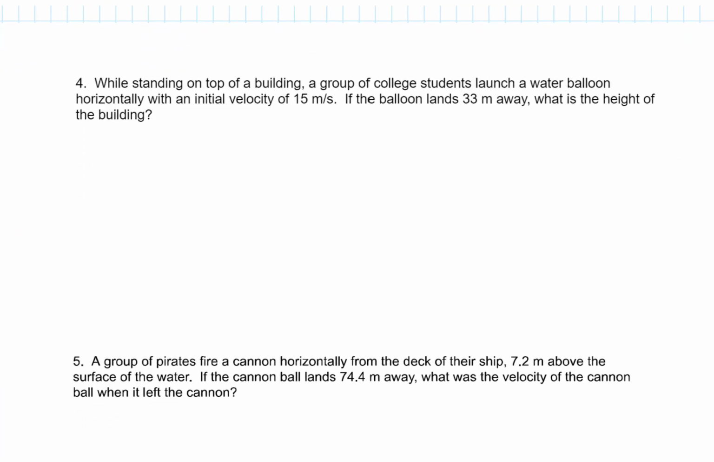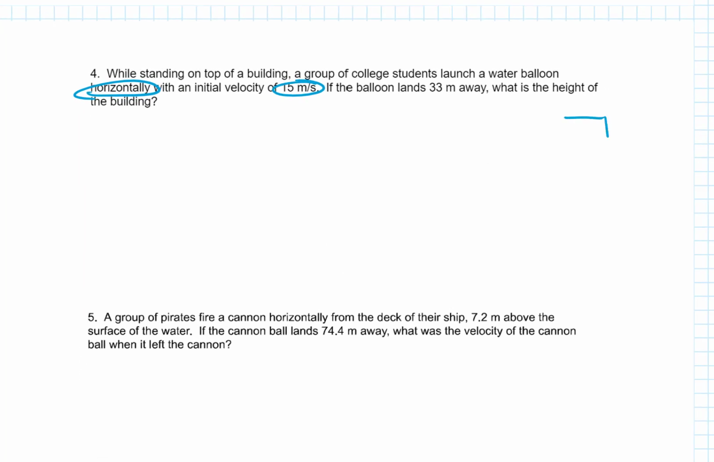Number 4, while standing on top of a building, a group of students launch a water balloon horizontally with an initial velocity of 15 meters per second. So again, to draw a picture to help us a little bit, we're on top of this building. We're shooting the water balloon with a velocity of 15 meters per second in that direction. So we're going to have X stuff happening and we're going to have Y stuff happening. That 15 meters per second is the initial velocity in the X direction, and the initial velocity in the Y direction is going to be 0 because that is all horizontal.